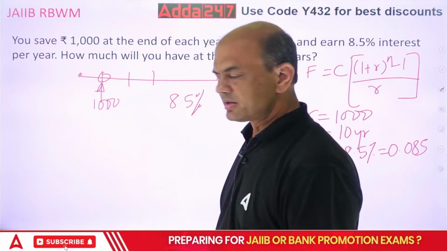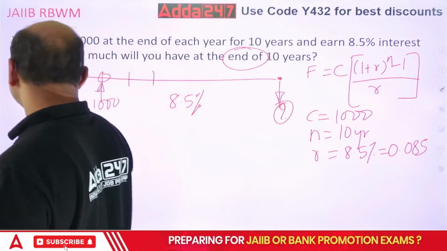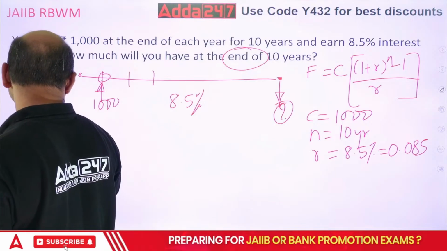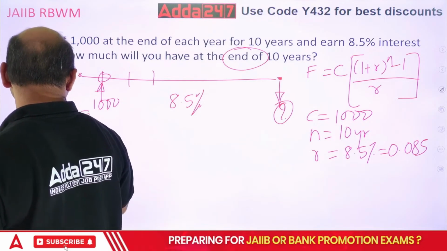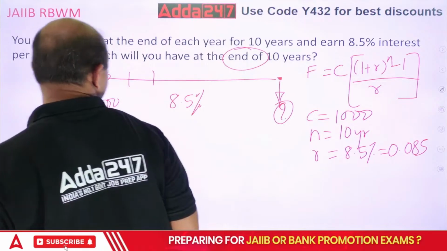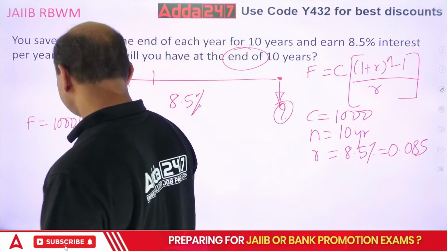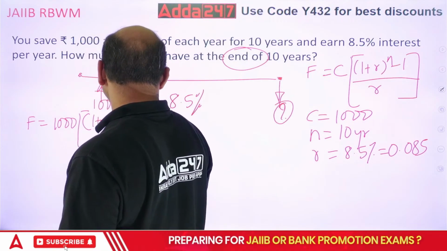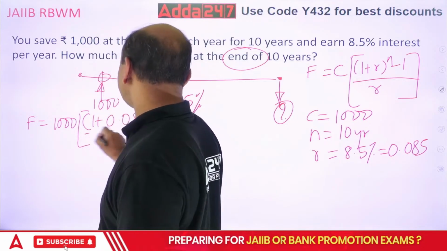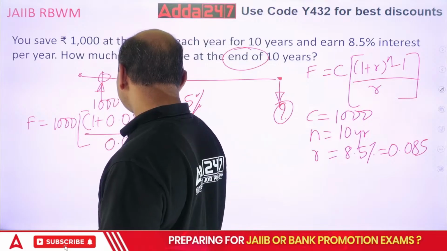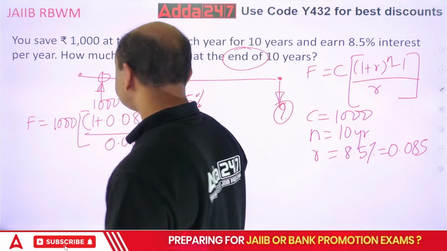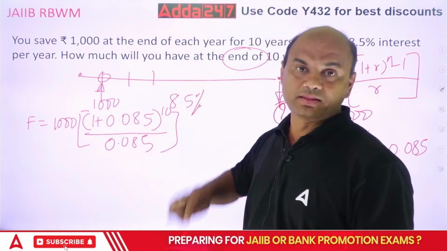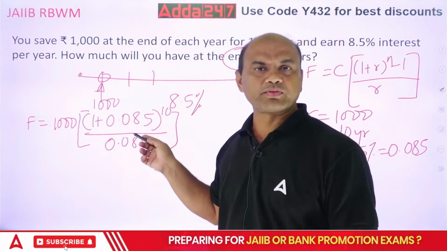Now solve it, everyone. Try it. So F equals C into, what is C? 1000, into 1 plus R. What is R? 0.085. So 1 plus 0.085, raised to N, 10, divided by R, 0.085. Solve this now. So 1.085 raised to 10. This will become 1.085 raised to 10.